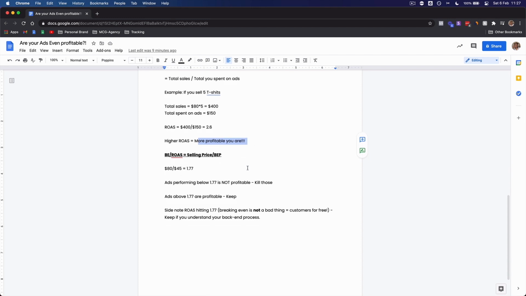So how do we actually find what our minimum ROAS is? Also called your break-even ROAS. So this is basically going to show you exactly how much you need to spend in order to break even, and what your break-even point actually is.